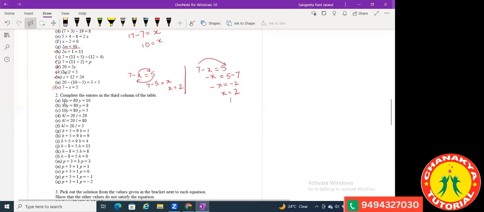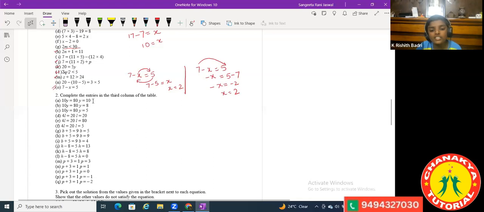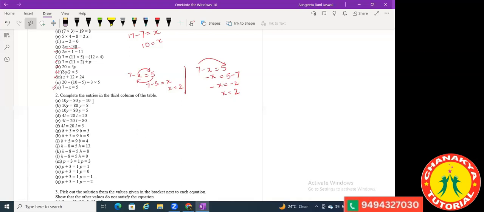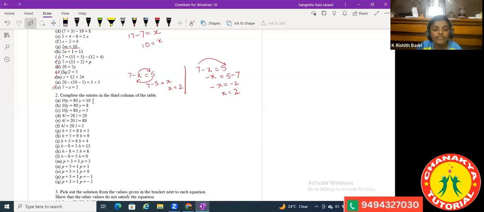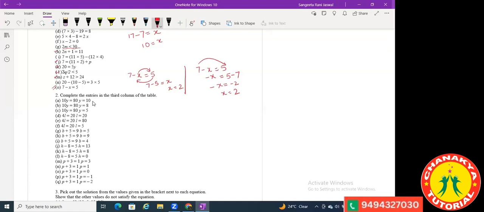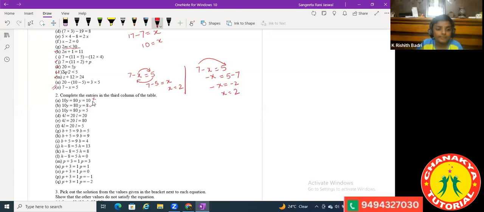Now if I take 10y equals 80, what will be the value of y here? Ma'am, it's not satisfied. It's not satisfying, because the value of y has to be 8. Because if it is 10, it becomes 100. So this is not satisfied. And this one is satisfied? Yes, ma'am.